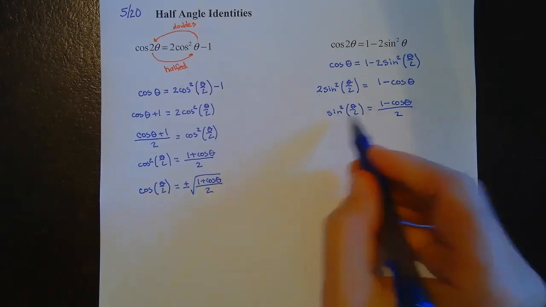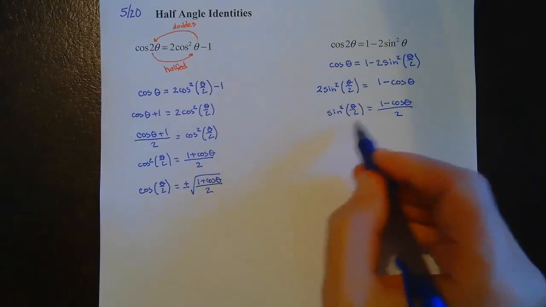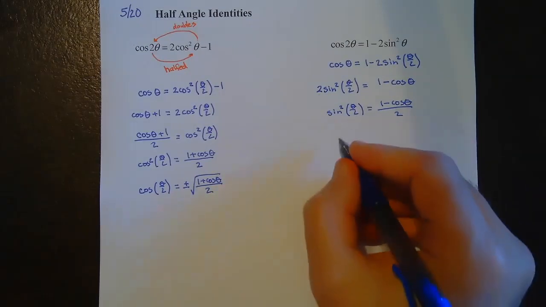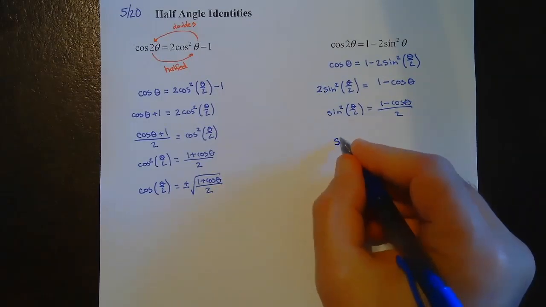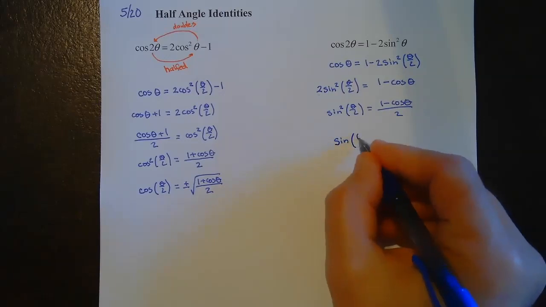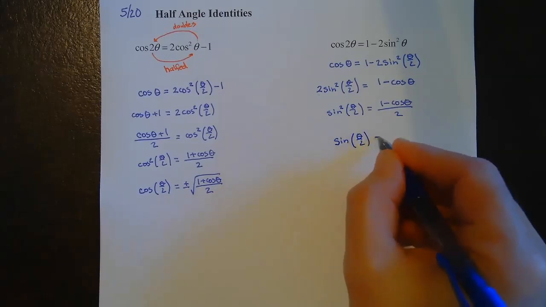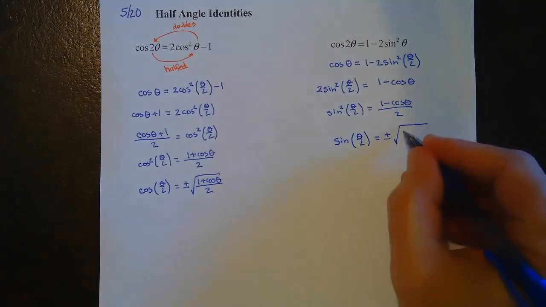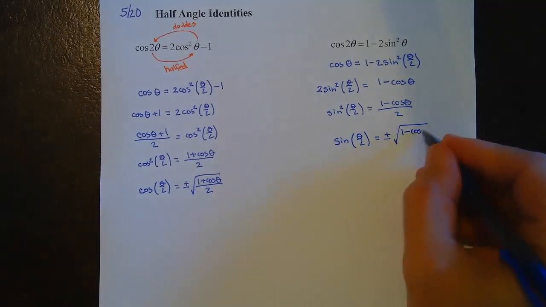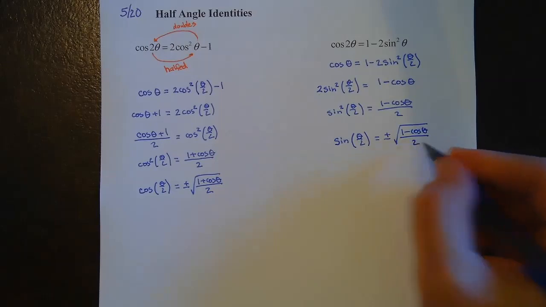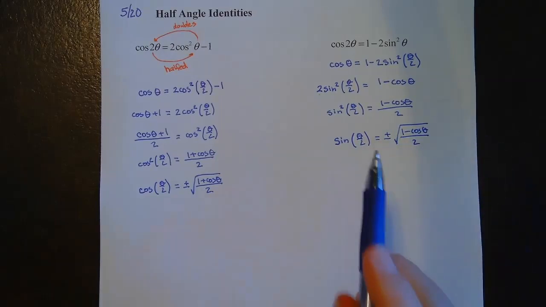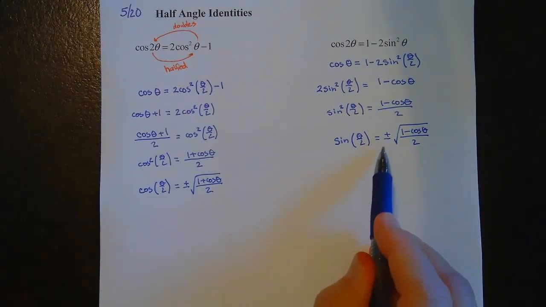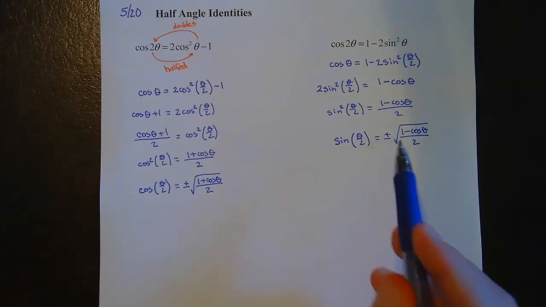And then again, I'm going to square root both sides. This would give me the absolute value, which would give me plus or minus, okay? So sine of theta over 2 is equal to plus or minus the square root of 1 minus cosine theta over 2, okay? So again, this doesn't mean it's always plus or minus. It's either going to be positive or it's going to be negative. It could be one or the other, okay?